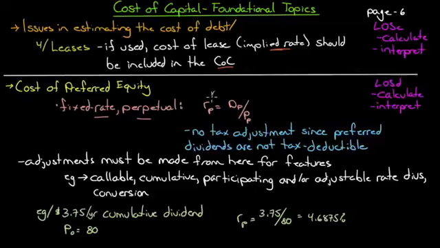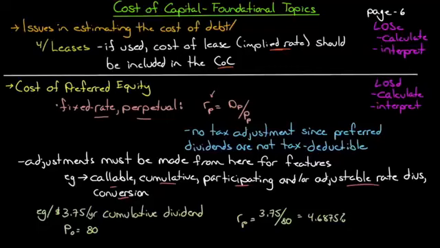The cost of the preferred share is just the dividend over the price. No tax adjustment, since preferred dividends are not tax deductible. And adjustments must be made from here for features like callable preferred, cumulative versus non-cumulative, participating or non-participating, adjustable rate dividends, and also for convertibility. Don't get into any of those in this reading at all.